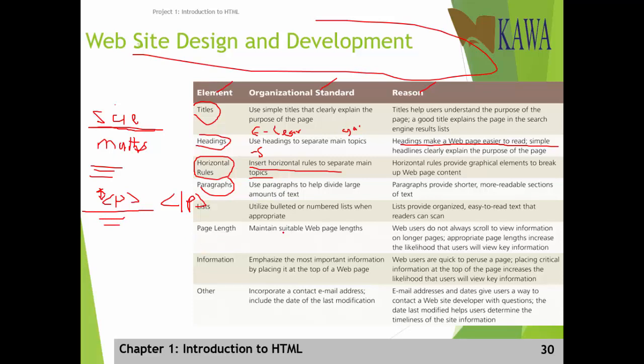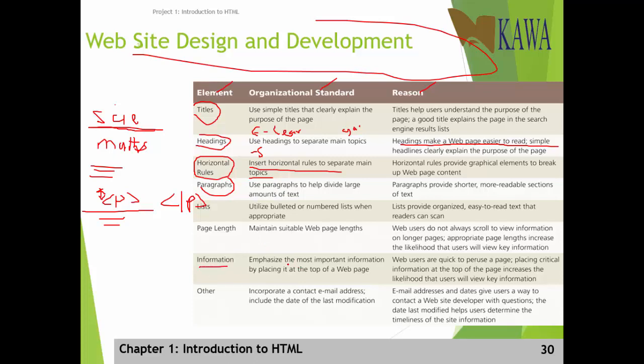Page lengths. Maintain suitable web page lengths. Web users do not always scroll to view information on longer pages. Appropriate page lengths increase the likelihood that users will view key information. So don't make a page that someone will scroll the whole day looking for something small. Try to maintain it. The length should be small and straight to the point, and content should be easy to understand.